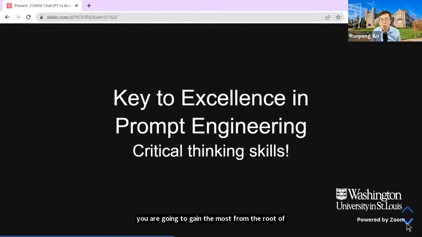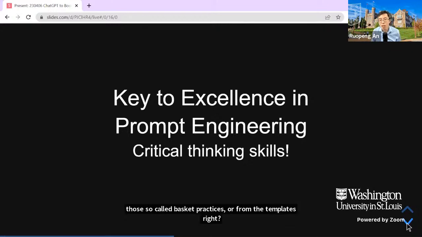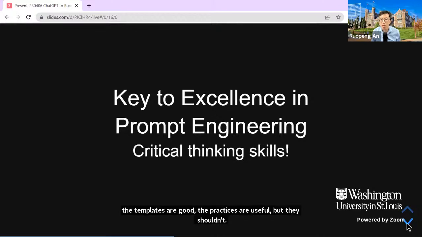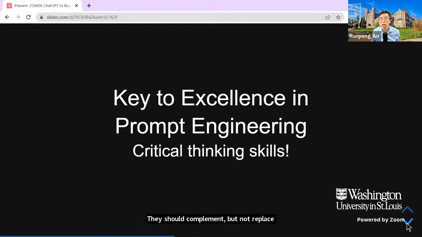So we should not lose sight by just blindly learning those so-called best practices or prompt templates. The templates are good and the practices are useful, but they should complement, not replace, your critical thinking skills. That is the fundamental key to excellence in prompt engineering that we try to bear in mind.